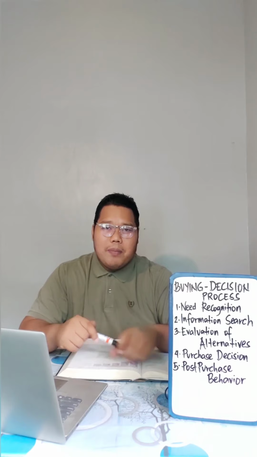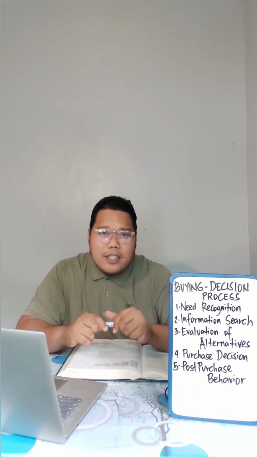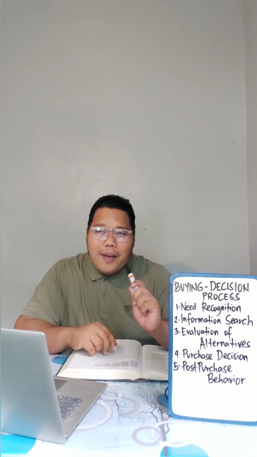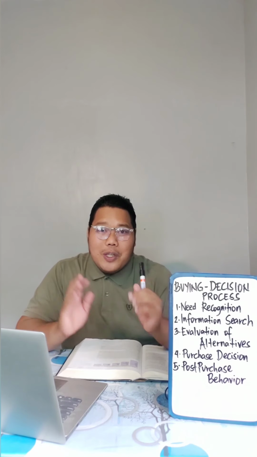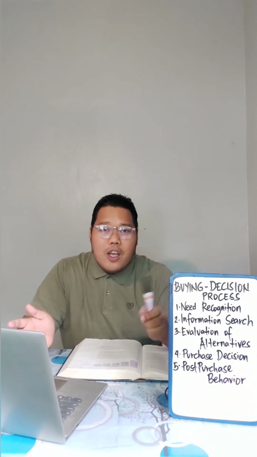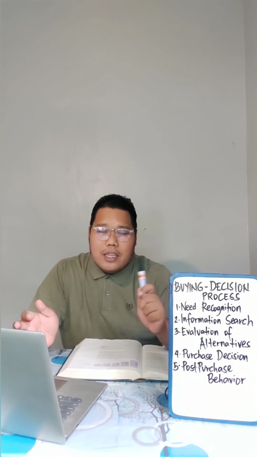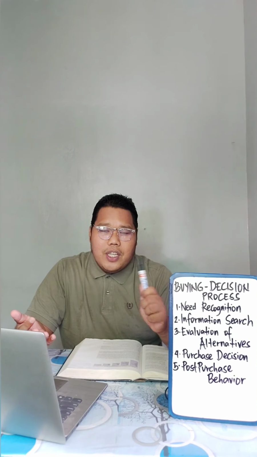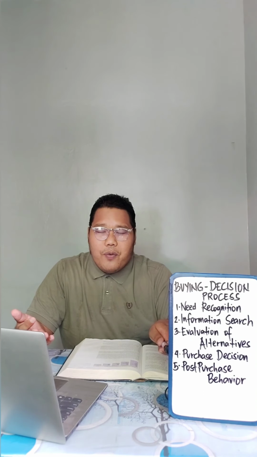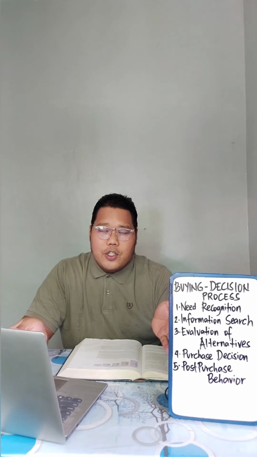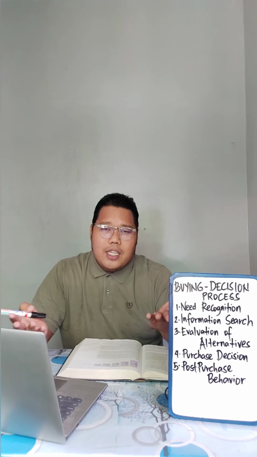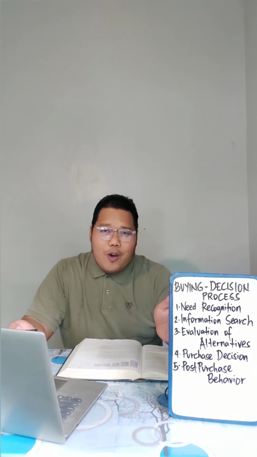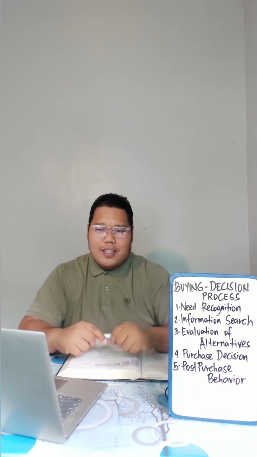So again, here are the 5 steps in the buying decision process. First, you need to have that problem or need recognition. You need to identify the problem or a need. After that, you will search for information about that need or to solve that problem. Third, you will evaluate the alternatives that you presented on your information search. The fourth one, of course, you will have a purchase decision based on your evaluation of alternatives. And the last one, what will be your post-purchase behavior after using that product or availing the service from your purchase decision? Okay.